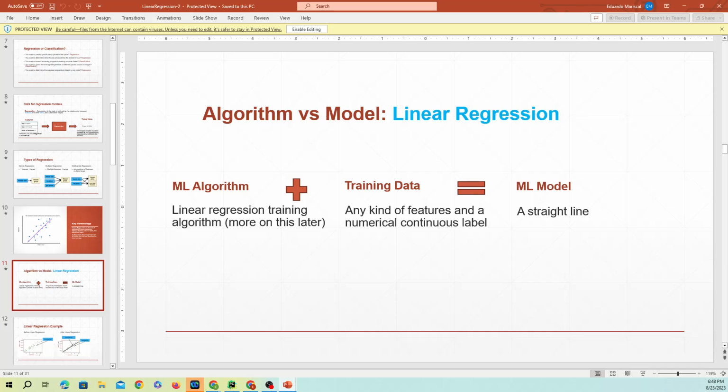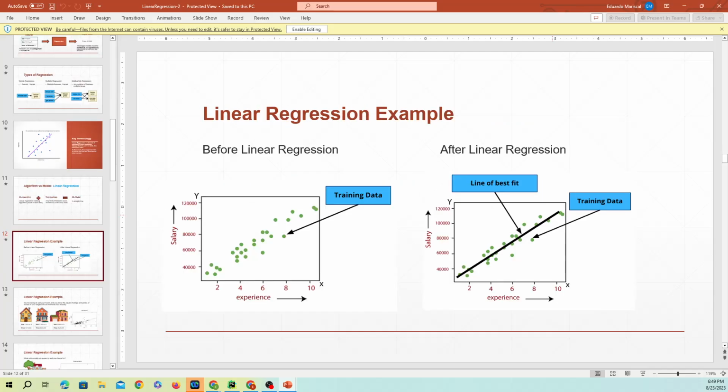Okay, so the algorithm is just the program, right? So linear regression training algorithms, more on this later. Any kind of features and numerical continuous labels become a straight line. So the model is a straight line. We'll talk about it more in linear regression. So this is just the training data, and after the linear regression, we now have a predicted linear equation, the line that best fits. Once we apply the linear regression tools, we're going to be able to predict a linear line based on the training data. So that straight line is the model.